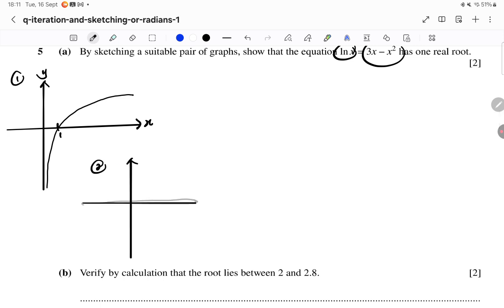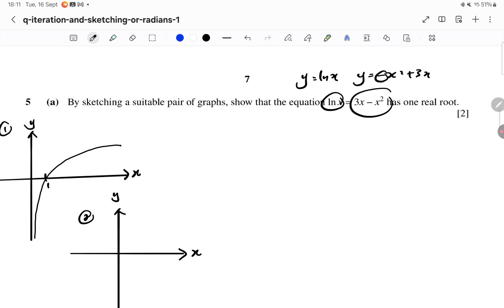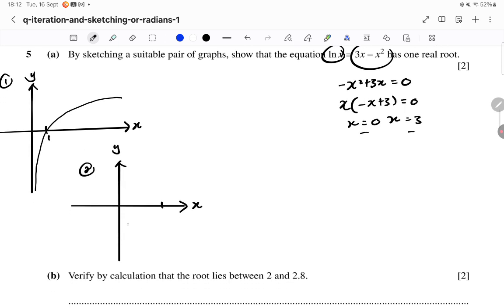A quick method we can use is to determine the roots of this quadratic. First thing first, it's a sad graph because the a here is negative, so it's going to go like this. To find the intercepts, -x^2 + 3x = 0. So we get x(-x + 3) = 0, so x = 0 and x = 3. These two are going to be our roots. So I can roughly draw that my graph is going to be something like this.